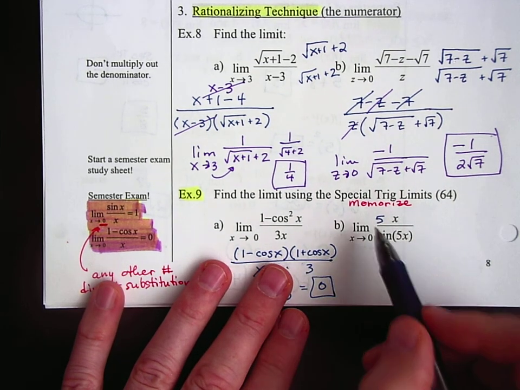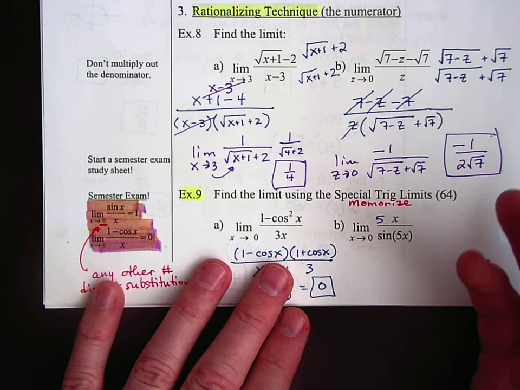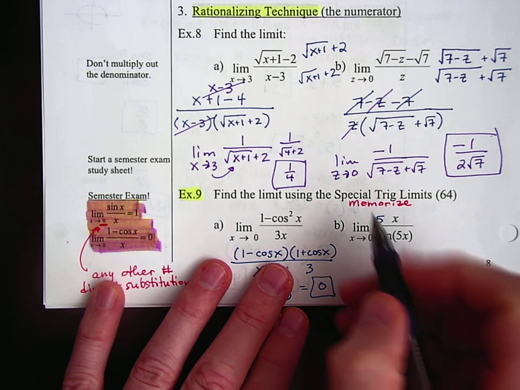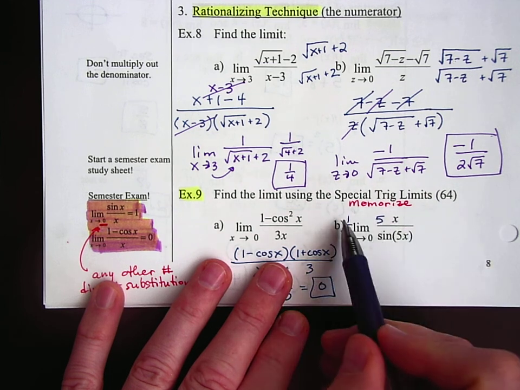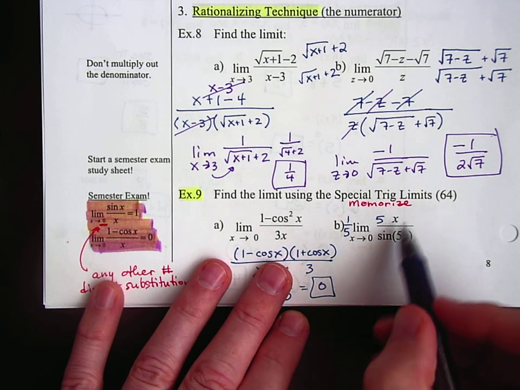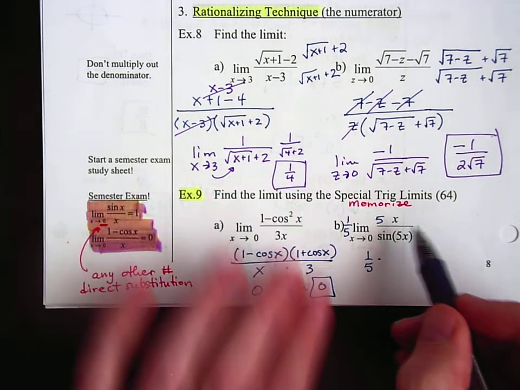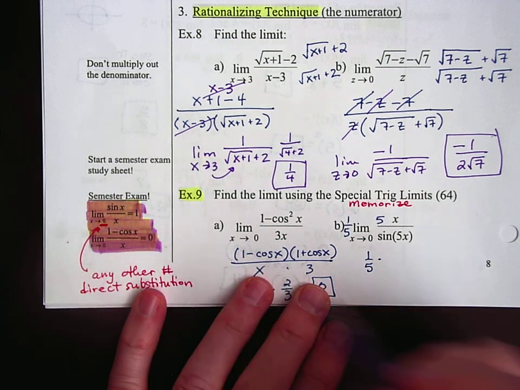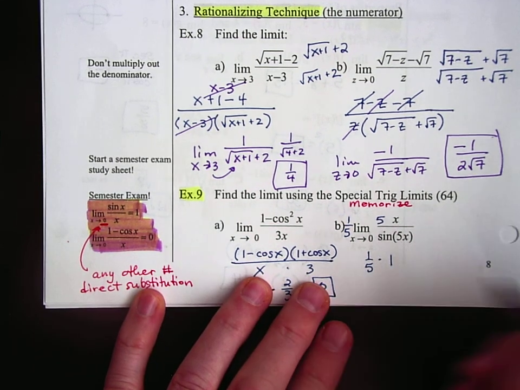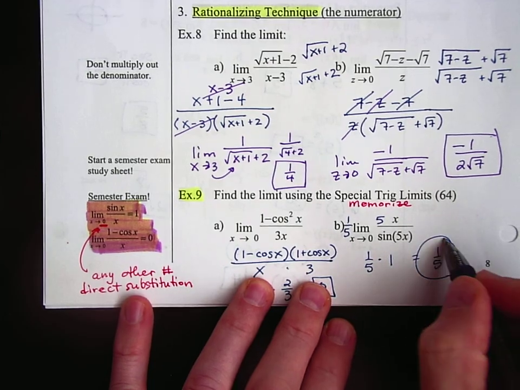Well, can I just multiply whatever I want by 5? No, but I can multiply by 5 over 5 because 5 over 5 equals 1. So I'm going to multiply by 5, and then in front I'm going to put 1/5 because that's 5 over 5. That's 1. So we've got 1/5 times this limit. Now these match, 5x and the sine of 5x matches the pattern. That equals 1. So 1/5 times 1 is just 1/5.